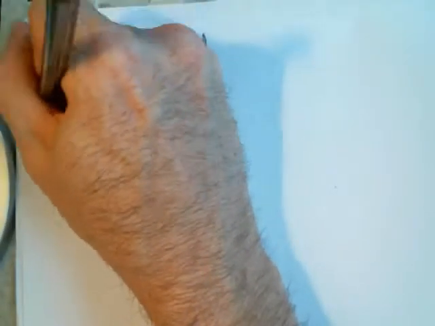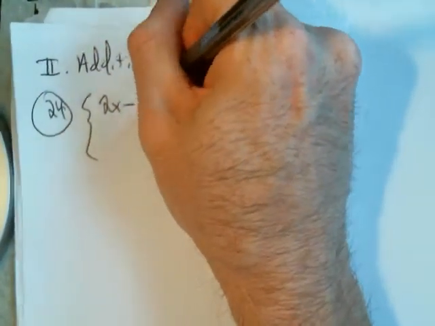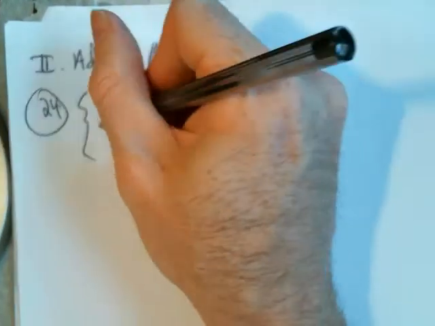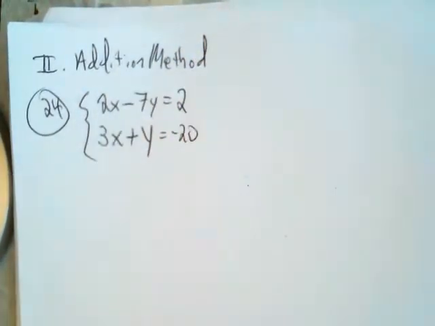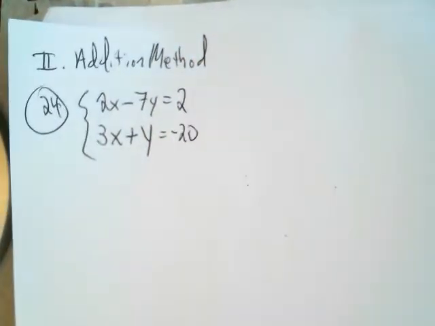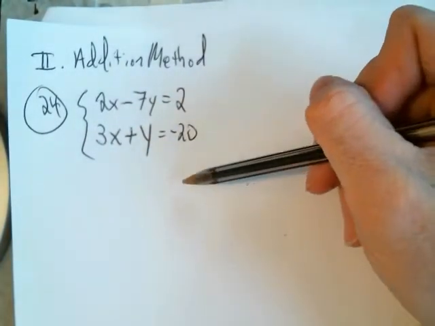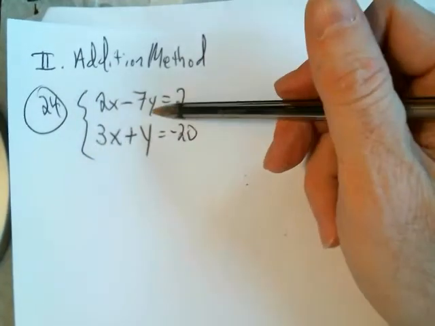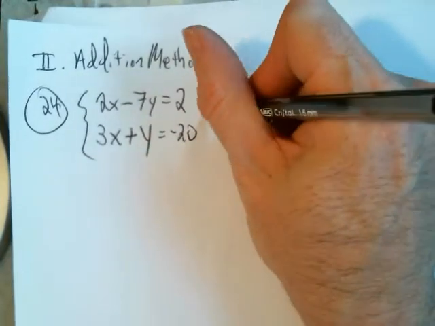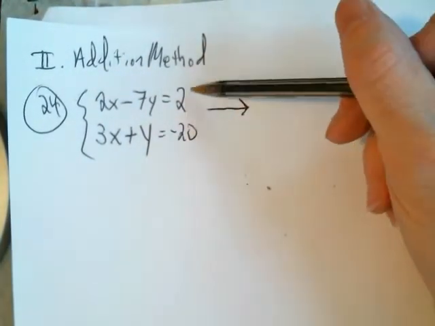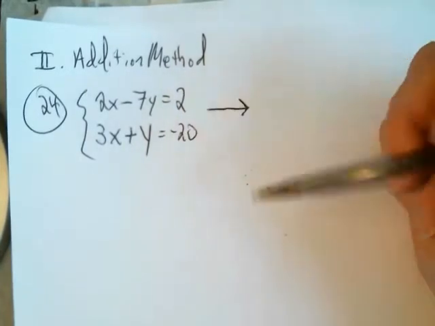So looking at 24, here's my system, 2x minus 7y equals 2, and then 3x plus y is negative 20. So the deal here is you want to add column-wise, and you're hoping for a cancellation of one of the variables. So 2x plus 3x is 5x, negative 7y plus y is negative 6y. So you don't get a cancellation here. So what you want to do is either multiply the top one or the bottom one, or both, by a non-zero constant to produce a cancellation.